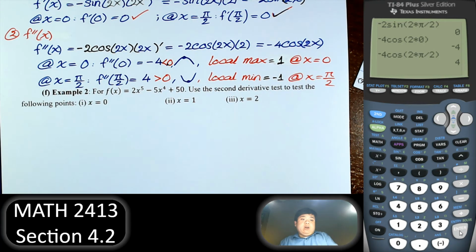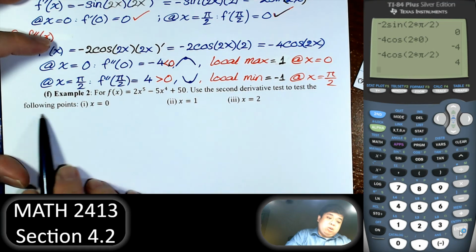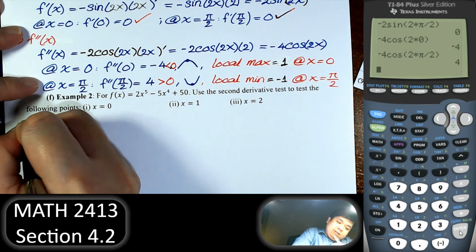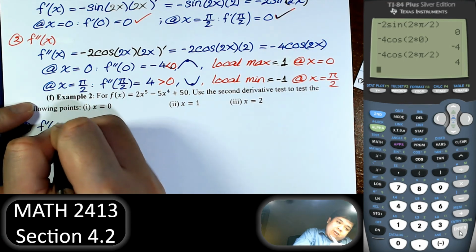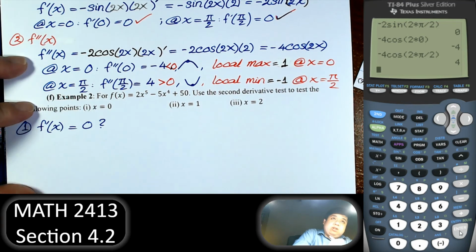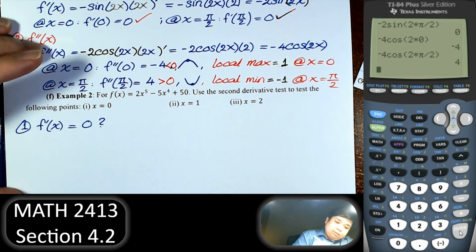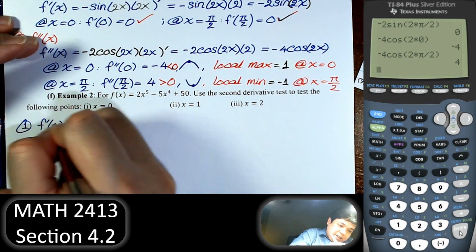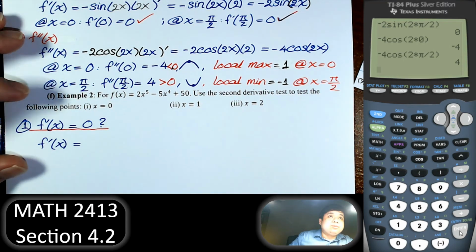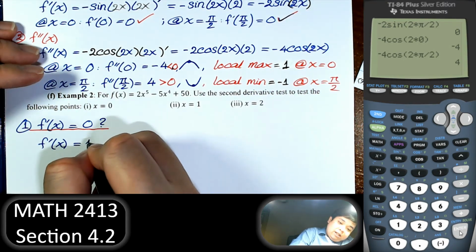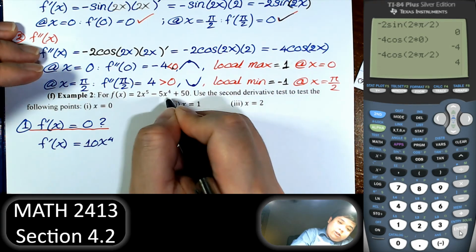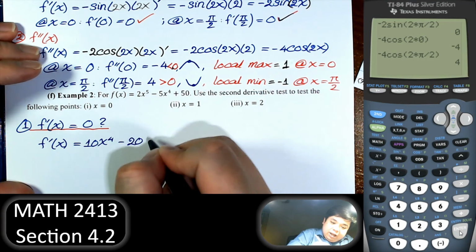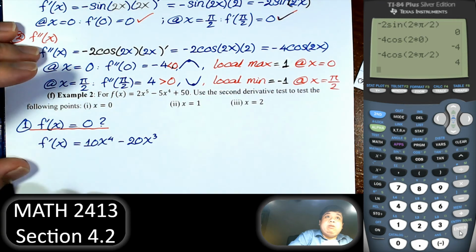Next, I have another example here. Use the second derivative test to test the following points. So, first derivative equal to 0. That's what we need to check first. Derivative equal to, so write that in red. That gives us 10x to the 4th minus 20x to the 3rd. Derivative of 50 is 0.